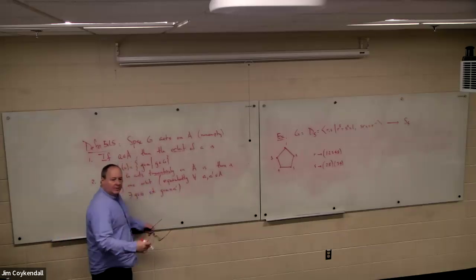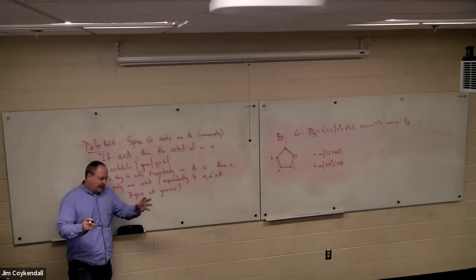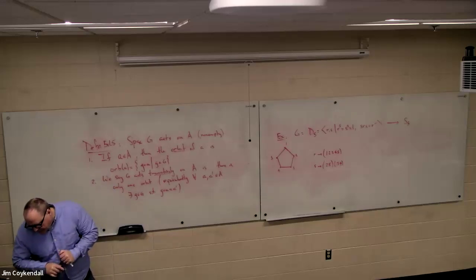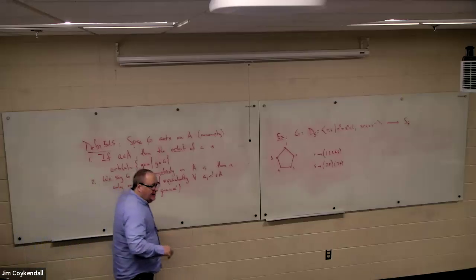Given any pair of elements in your set, there's something in G that pushes the first element to the second. That's what it means for an action to be transitive. Okay, any questions?